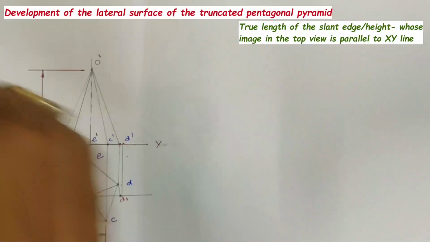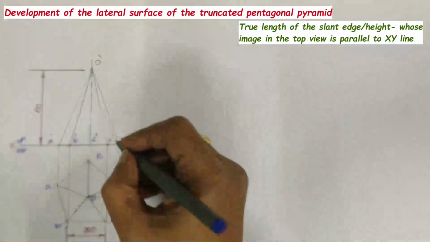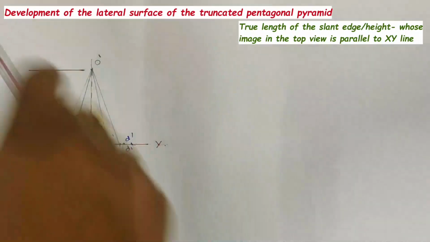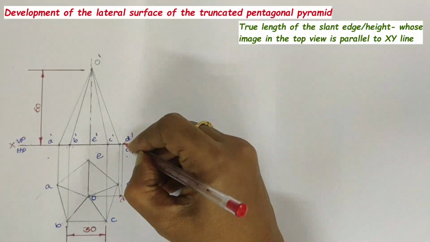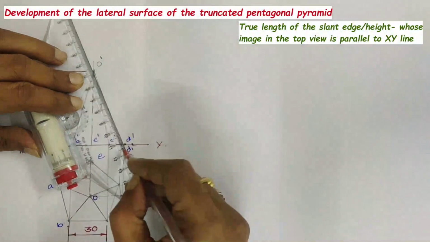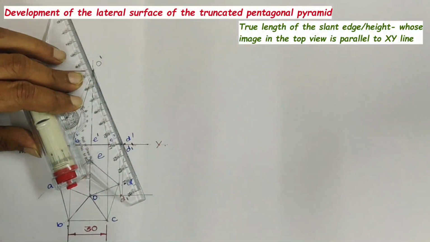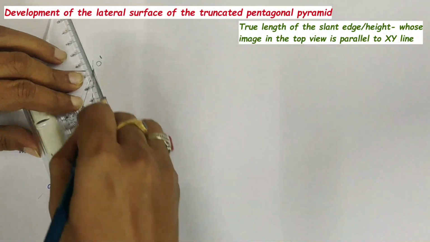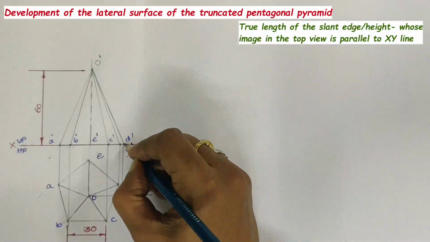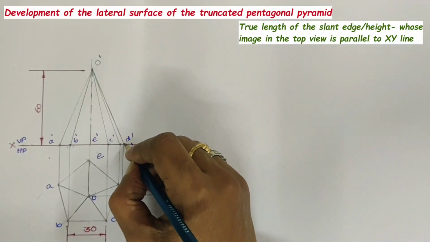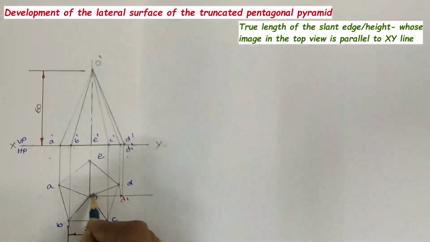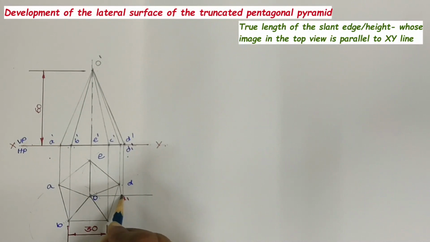Name this point as D1 dash. Then join O dash as well as D1 dash. This is also a thin line, that is with 3H pencil. Here this O dash D1 dash line is called the true length of the slant edge. Why is it called the true length of the slant edge? Because its image in the top view is parallel to the XY line.